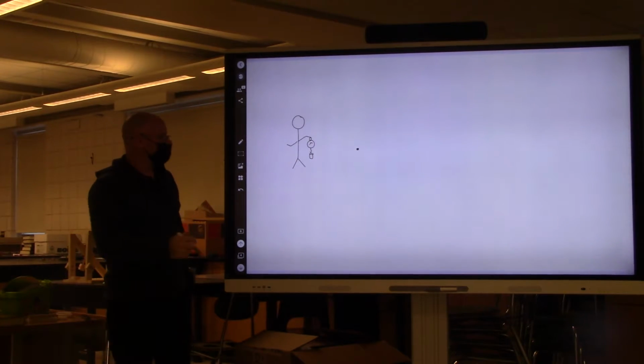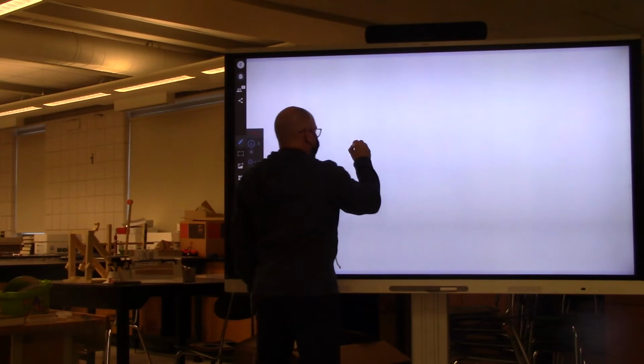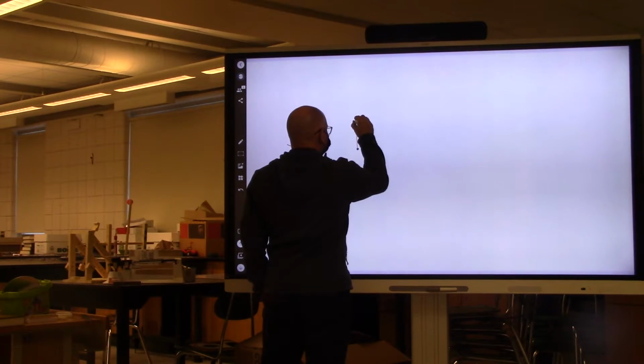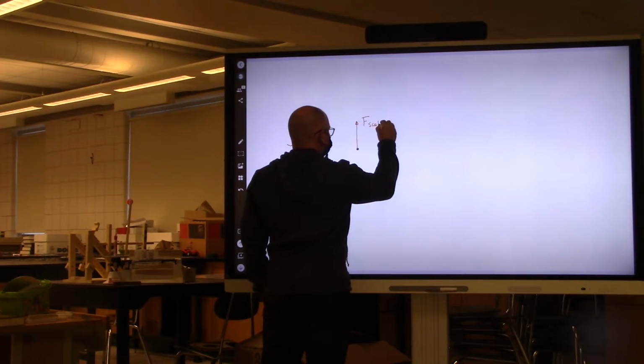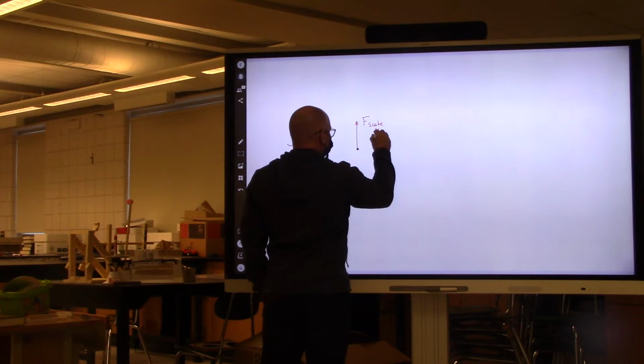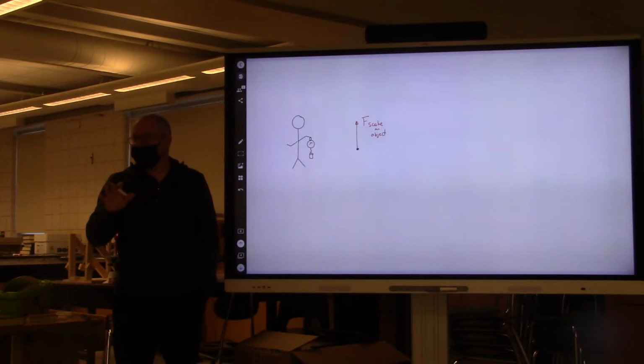Tell me one physical object that's pulling or pushing on the object. The scale. Okay, the scale doing what? It's pushing up. Okay, in this case, there's actually no normal force. The scale is perpendicular to the object. So that is the force of the scale on the object.